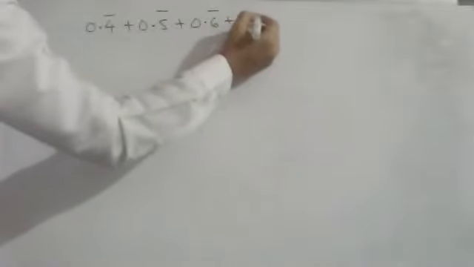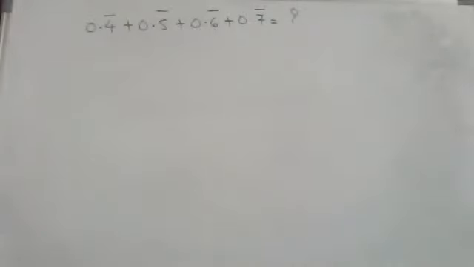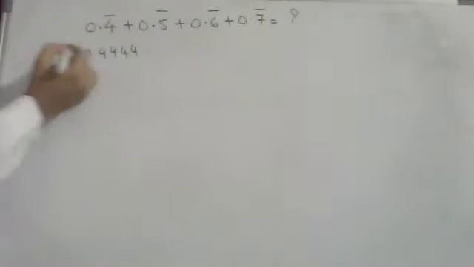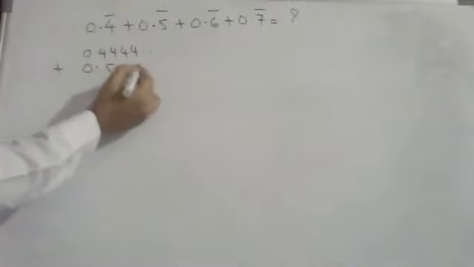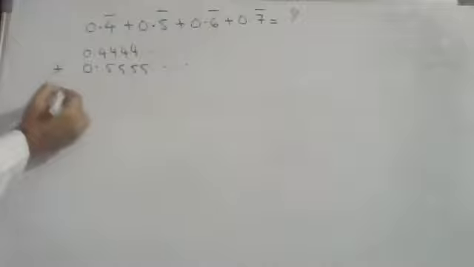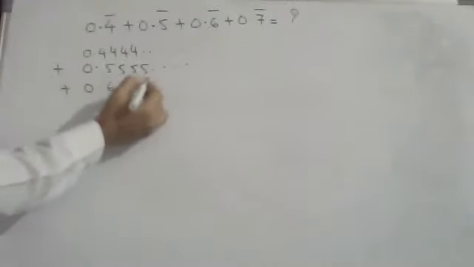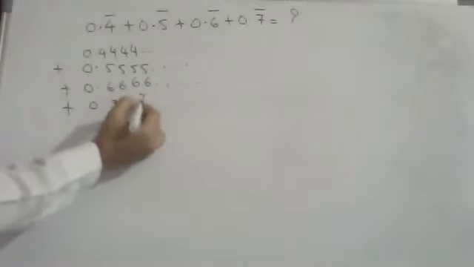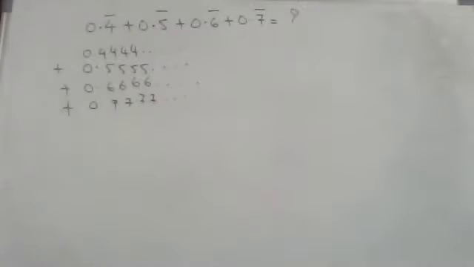The question is: 0.4 bar plus 0.5 bar plus 0.6 bar plus 0.7 bar is equal to how much? Now, it means 0.4444 unending plus 0.555 unending plus 0.66666 plus 0.7777. Agreed to all of you?